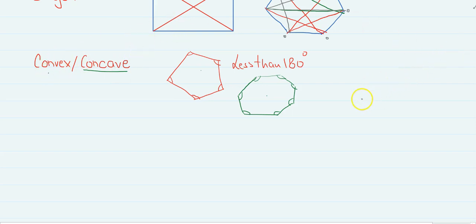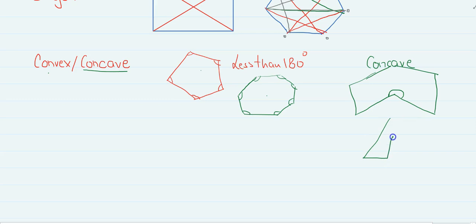A concave polygon is like this, where let's make one angle. This angle is more than 180 degrees, and now we make a polygon out of it. So a polygon like this or like this, where this angle is more than 180, is called a concave polygon.